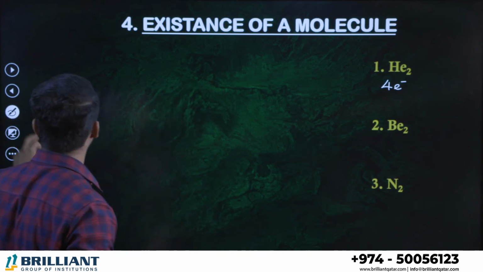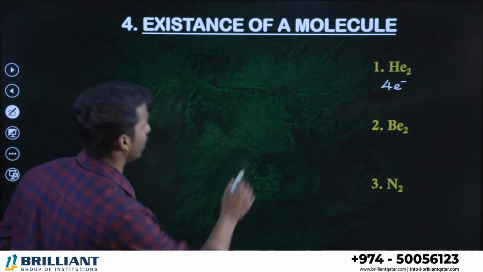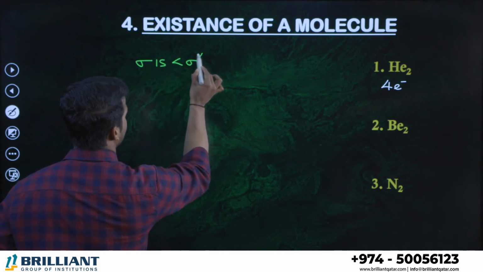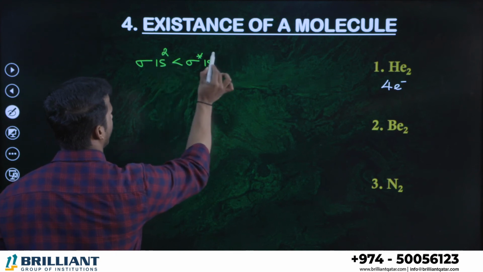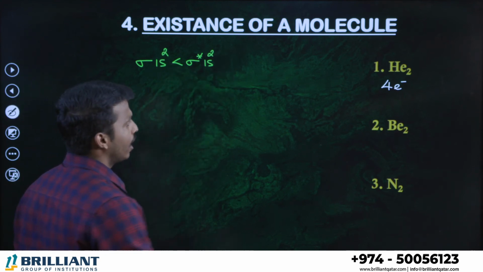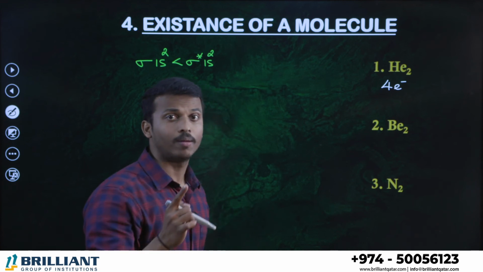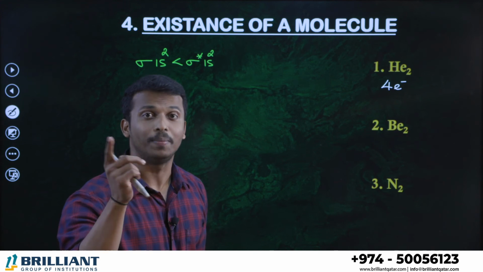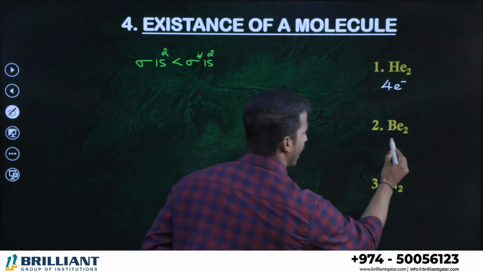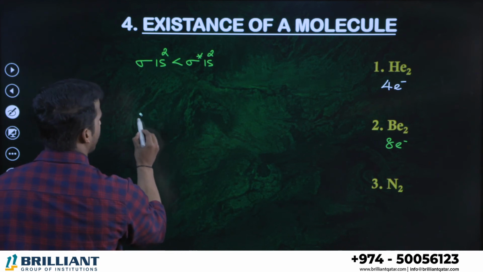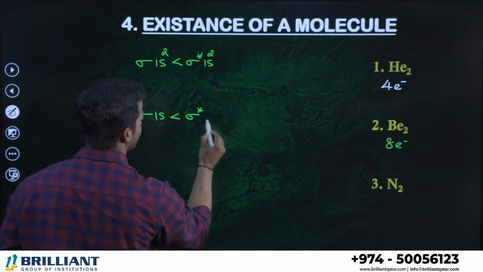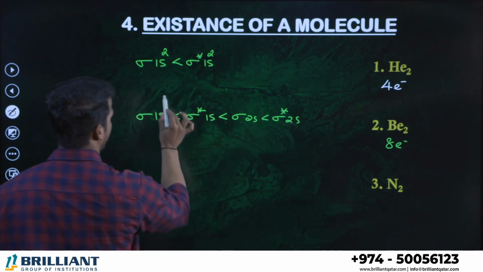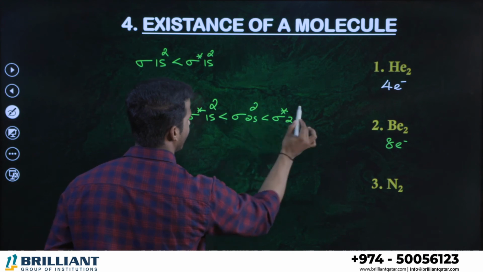Let me write the molecular configuration. For 4 electrons, how can we write it? Sigma 1s, sigma star 1s. This is enough. 2 electrons here, 2 electrons here. Now let me calculate for beryllium. The Be atom contains 4 electrons, so the Be2 molecule contains 8 electrons. We write sigma 1s, sigma star 1s, sigma 2s, sigma star 2s. That's enough. Let's fill 8 electrons: 2, 4, 6, 8.